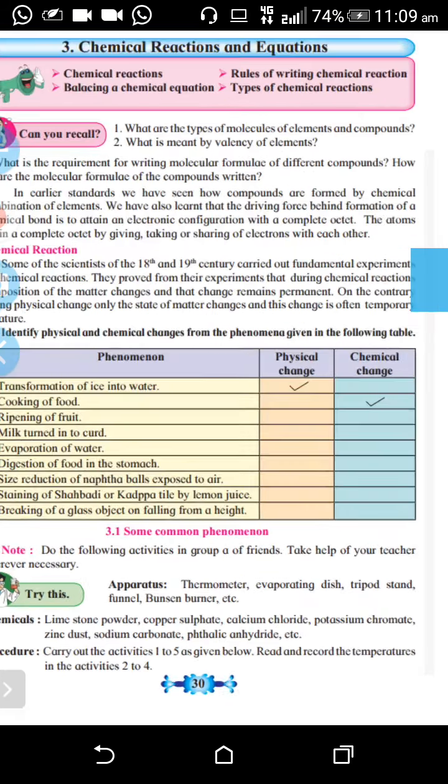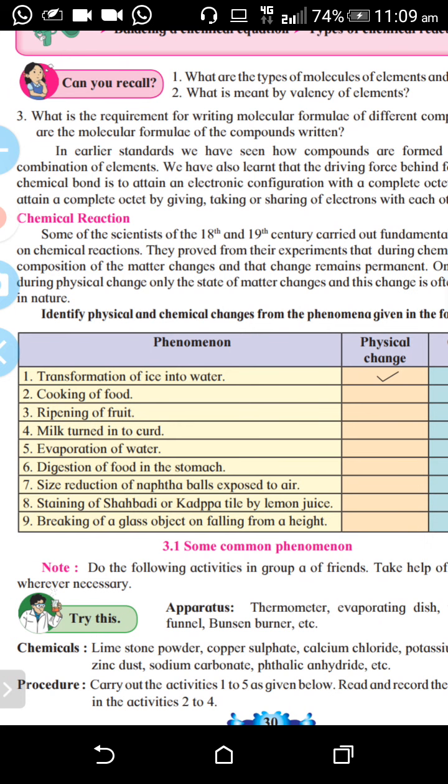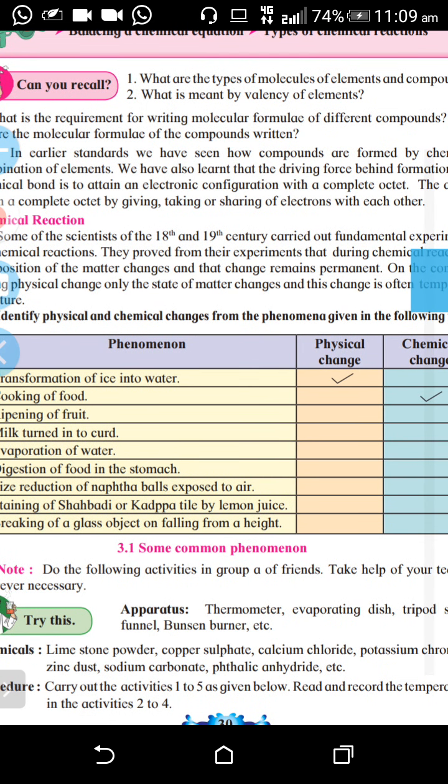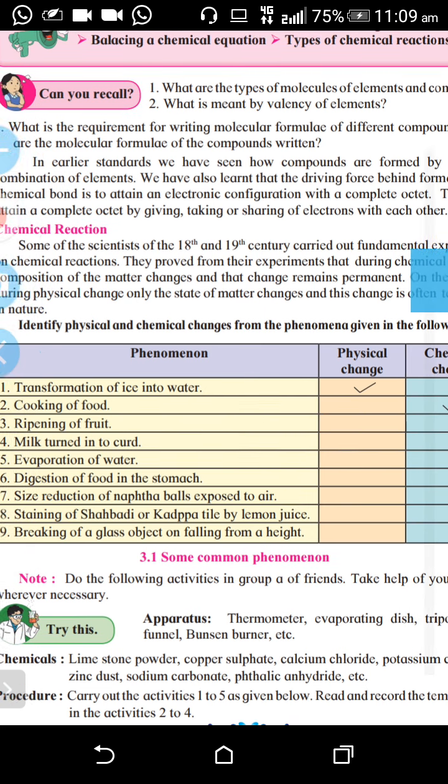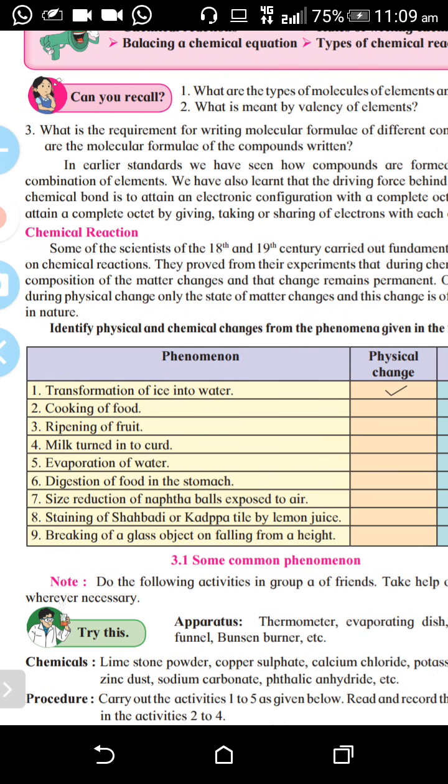Now here so many examples are given in the table. You have to write whether it is a physical change or a chemical change. The evaporation of water: when you are boiling the water, if you cover it, when the water starts boiling, vapors are formed. Those vapors you collect and condense, and you get the water back. So it is a physical change. But when you are cooking food or ripening of fruit, the mango when it is ripe, you don't get it back. So it is a chemical change.